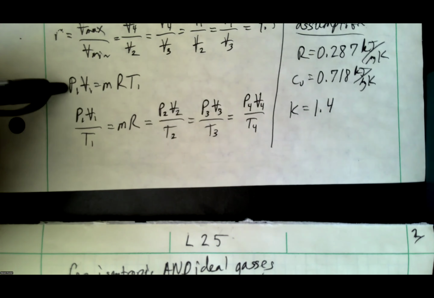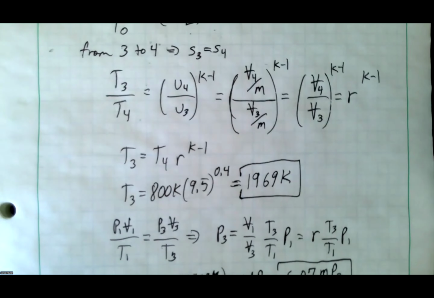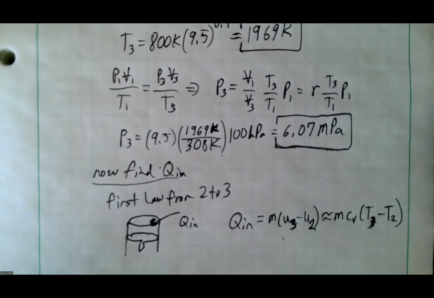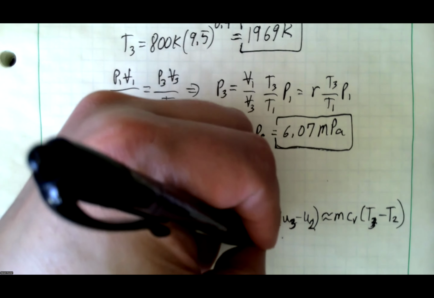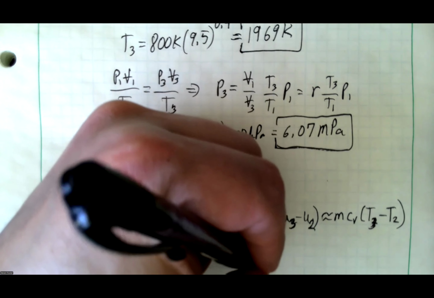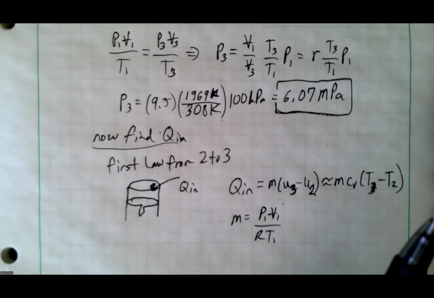Now you might remember I said earlier, we could use the ideal gas law because I know all the properties at state 1. I also know them all at state 3, or I could find them, but I know them all at state 1. So I could use this to find mass. Okay, that's good. So mass is going to equal P1 V1 divided by R T1. That'll give me the mass. I know c sub v. I know T3. I need to find T2.